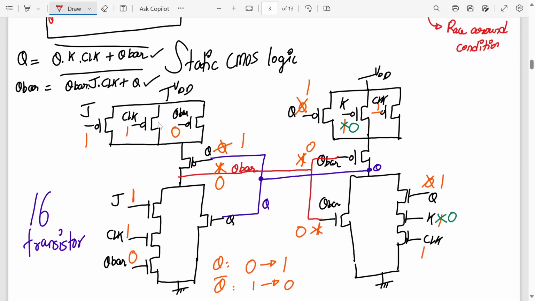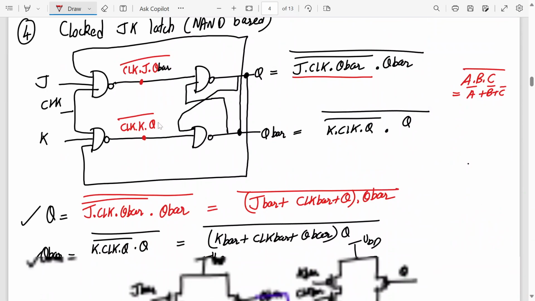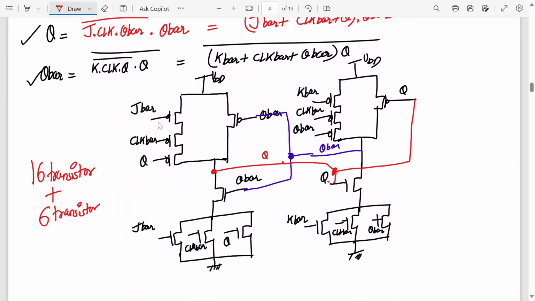Why didn't we use it here? Sir, because there was no J bar and clock. No, there was not input. Input had no bars, right? Output with a bar is fine, but here in this case there is a bar in input also. Okay, so here we'll draw 3 CMOS inverters just to represent that.